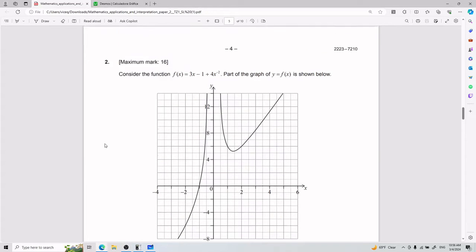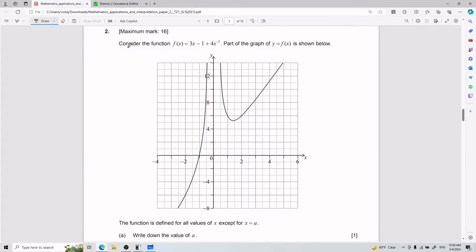All right, you guys, so for this second one, we need to consider the function f of x equals 3x minus 1 plus 4x to the power of negative 2. Part of the graph of y equals f of x, which is basically just our graph, is shown below. And so it has this part where it goes all the way up.